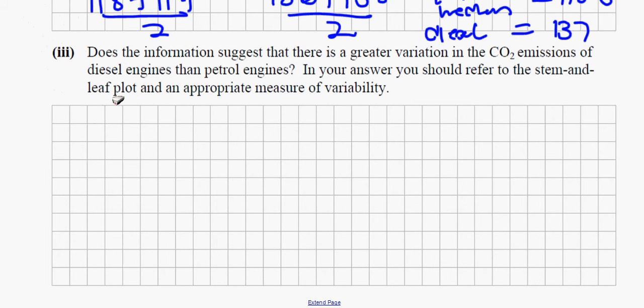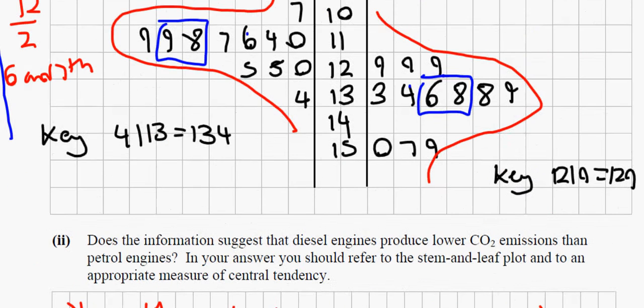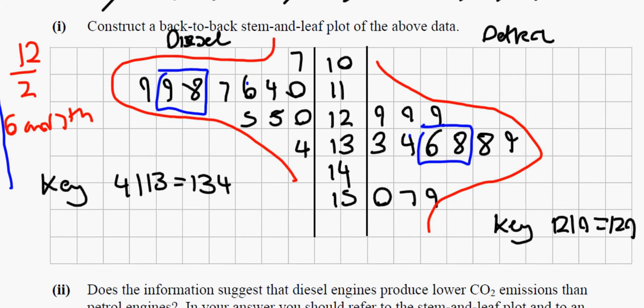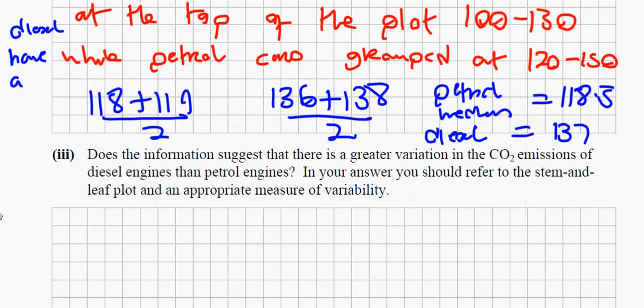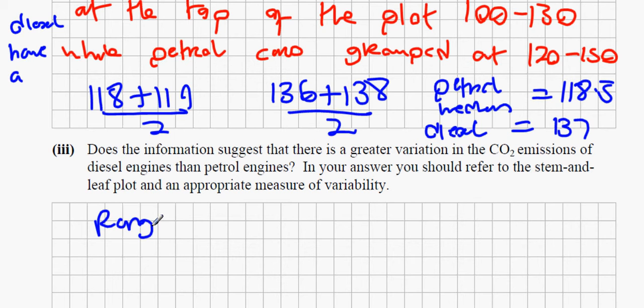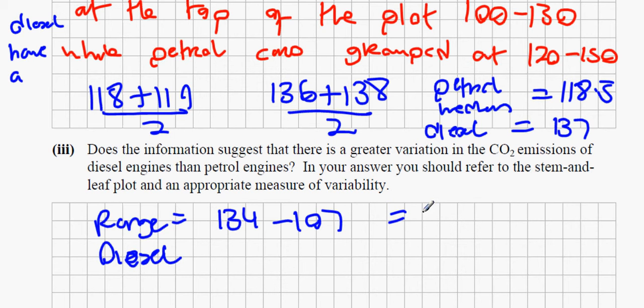This information suggests there's a greater variation in the CO2 emissions of diesel engines than petrol engines. In your answer, you should refer to the stem-and-leaf plot and an appropriate measure of variability. Okay, I think we need to go for the range. The range for the diesel is 107 to 134, so it's 134 minus 107. The range of the diesel is the highest minus the lowest value, and that's going to get me 27.